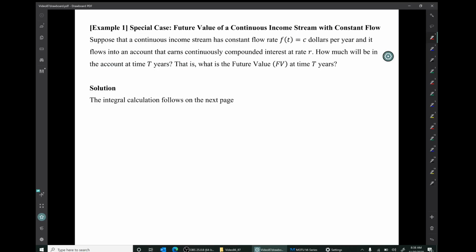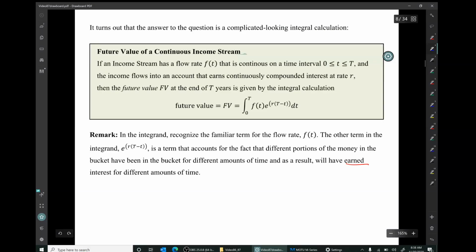Let's start with an example. We'll do a special case, the future value of a continuous income stream that has constant flow. So in this example, we'll suppose that a continuous income stream has flow rate little f of t equals C dollars per year, so constant flow, and it flows into an account that earns continuously compounded interest at rate little r. The question is, how much will be in the account at time capital T years? That is, what is the future value at time T years? Well, we're going to use this integral calculation to find the answer.